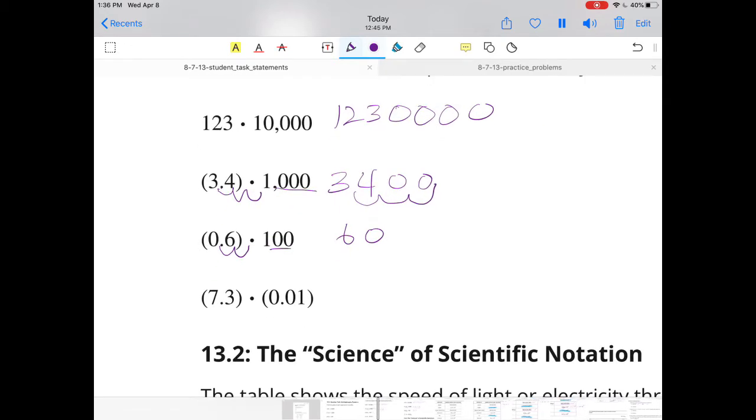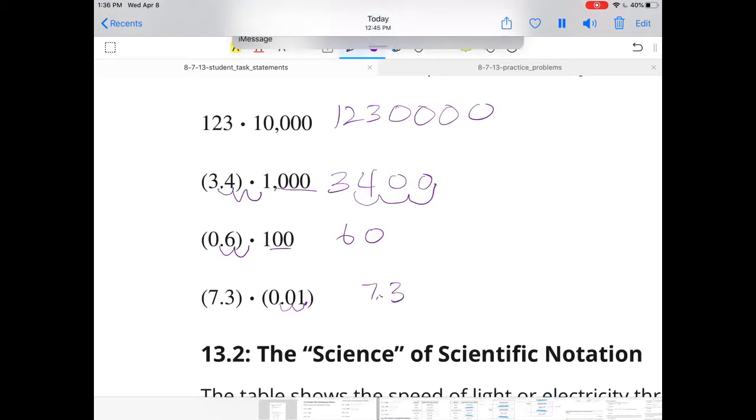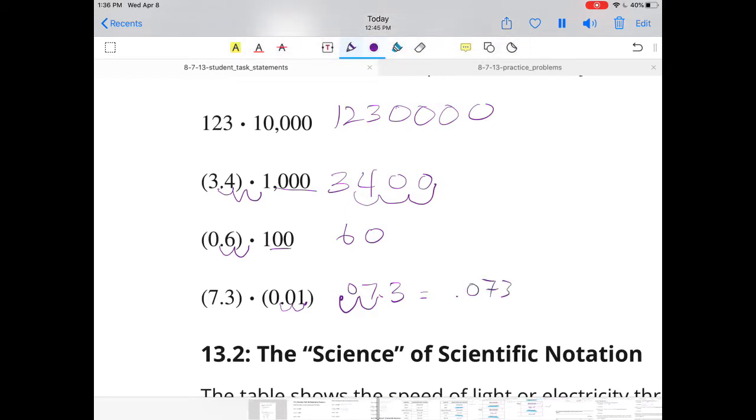And last but not least, 7.3, but this time we're not multiplying it by 10, we're multiplying it by a small number. So notice how we multiply it, we move the decimal over twice. So instead of 7.3, this is going to be 1, 2. So 0.073, okay?